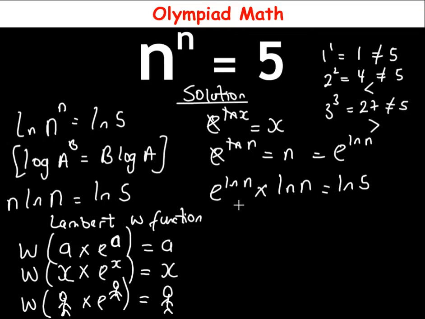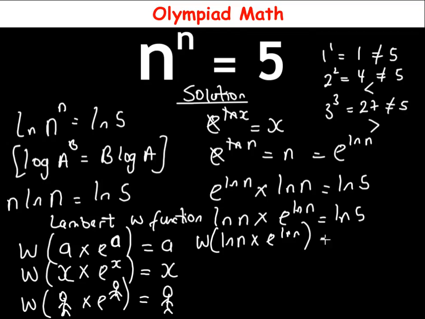At this junction we're going to rearrange this so that it resembles this format. In this case, a comes first, which means that ln n will come first. So you have ln n times e to the power of ln n is equal to ln 5. Good. Now, replacing this with the Lambert function, you have W of ln n times e to the power of ln n is equal to W of ln 5. So this becomes ln n is equal to W of ln 5.